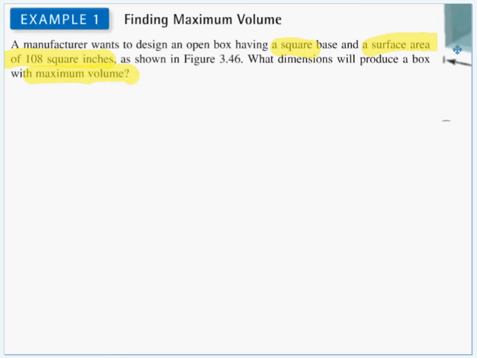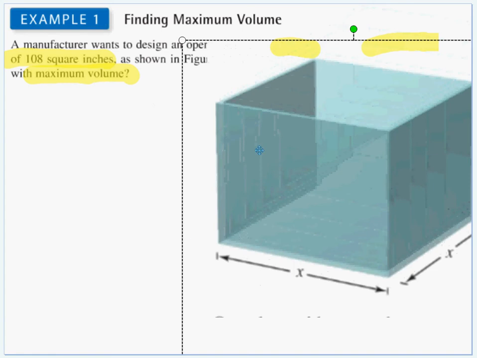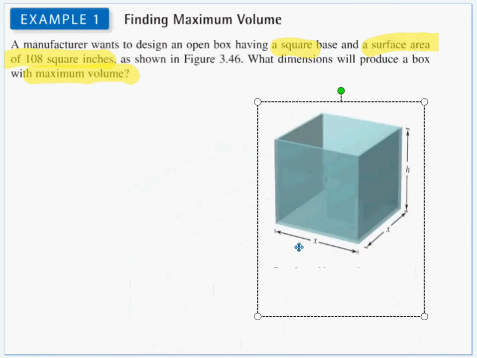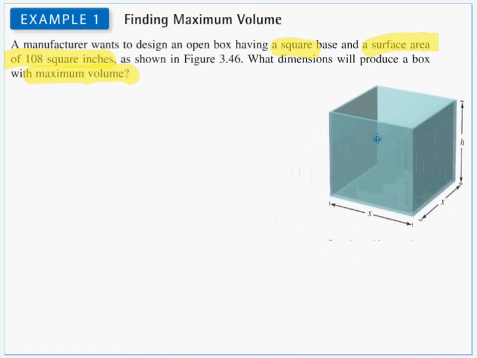Okay, so here's our picture. The base of the box is a square. So they just use variable x. x times x is the base. And then the height of the box is represented by the variable h.